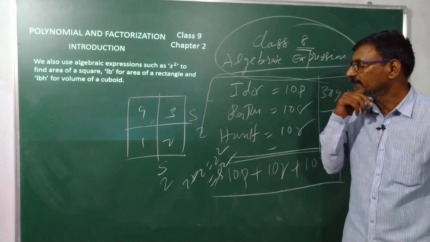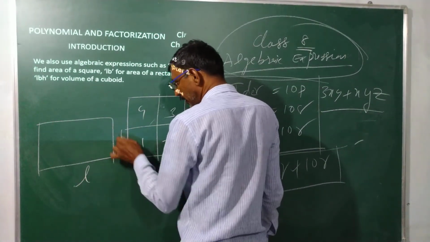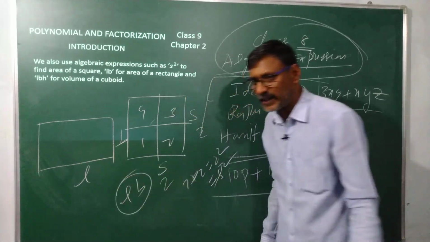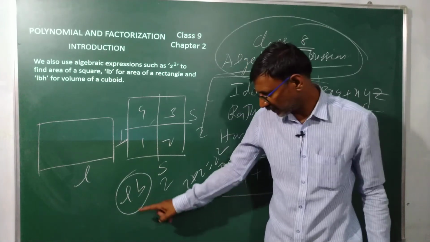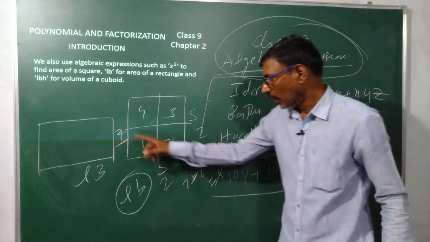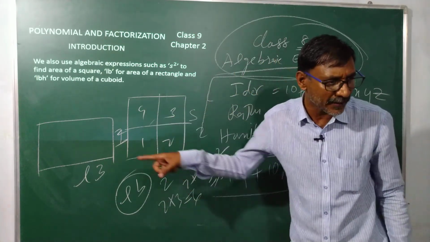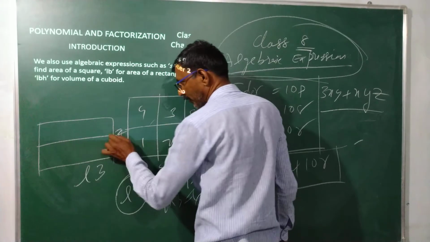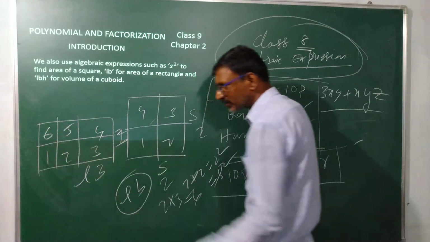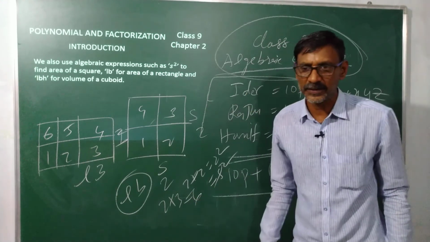Yes, sir. Now, the next one, area of a rectangle. See, area of a rectangle, lb, length into breadth, l into b. This is also an algebraic expression. It has different variables, l and b are different. Maybe this is 3 centimeters and this is 2 centimeters. 2 threes are 6. 6 means how many squares will be there in the rectangle? 6. See, this is 2 units, this is 3 units. 1, 2, 3, 4, 5, 6. How many squares are there in it? 6. So l into b is an algebraic expression.